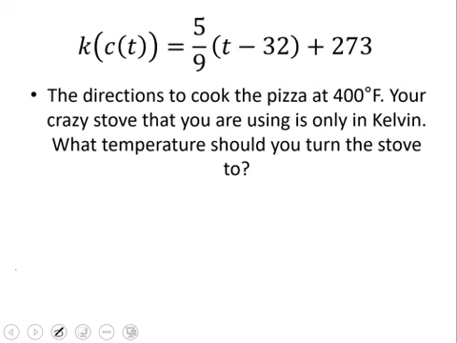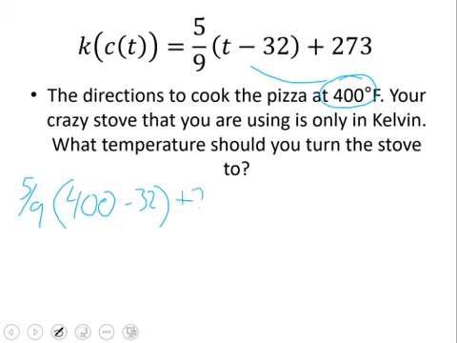With this, all you would have to do is take the 400 degrees Fahrenheit and plug it into that equation. So you end up with 5 over 9 times 400 minus 32 plus 273. That gets you your answer, which is approximately 477.44 Kelvin. Actually, it's 477.4444 repeating Kelvin. That ends up being the temperature you'd have to cook it at.